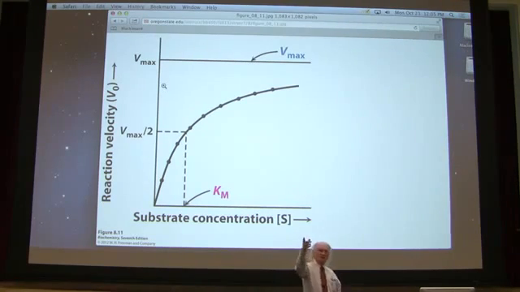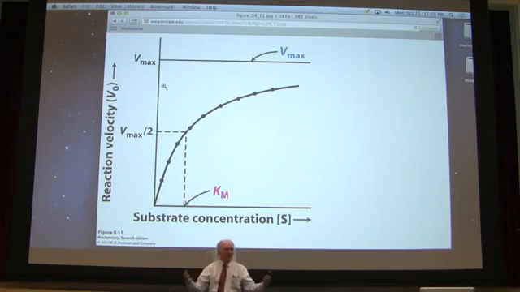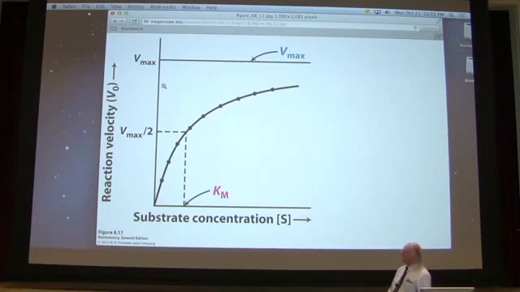Question: are the Km and the Vmax constant for each enzyme? As I said last time, Vmax is not a constant for an enzyme. Vmax depends upon the quantity of enzyme that you use. Km is a constant for an enzyme given a reasonable set of conditions, yes. Okay? So Kcat is a constant for an enzyme. Vmax is not a constant for an enzyme. Vmax depends on the amount of enzyme that we use in a reaction.